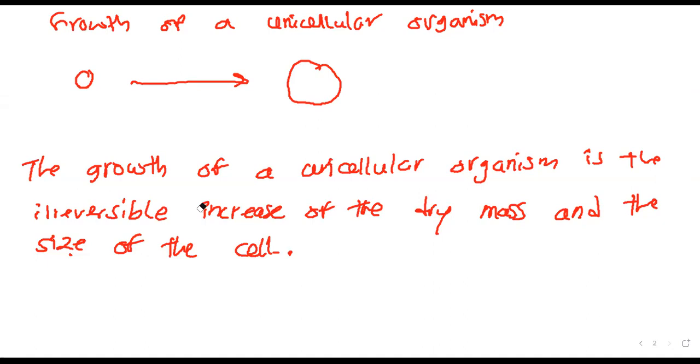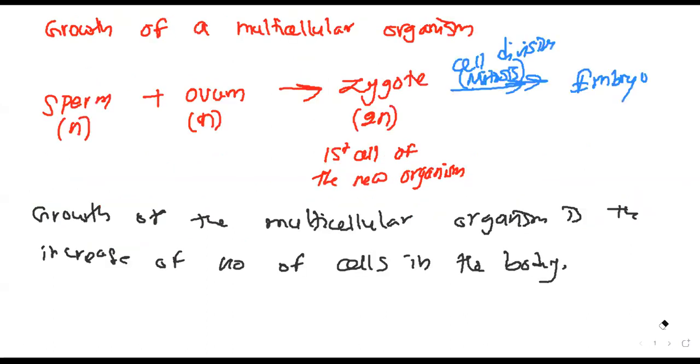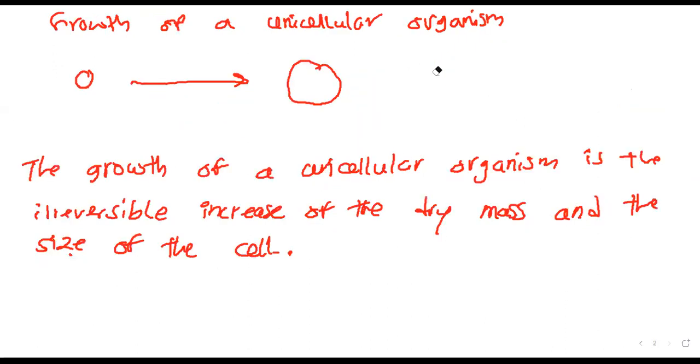You should know the meaning of these two because, before you talk about this lesson, growth of a unicellular organism means the irreversible increase of the dry mass and the size of the cell. And when you talk about a multicellular organism growing, it means that it is increasing the number of cells in it by doing cell division, right? That's what we need to know. I hope you can copy this down very quickly. The growth of a unicellular organism is the irreversible increase of the dry mass and the size of the cell. It has to be an irreversible process. You can't reverse it back, right?